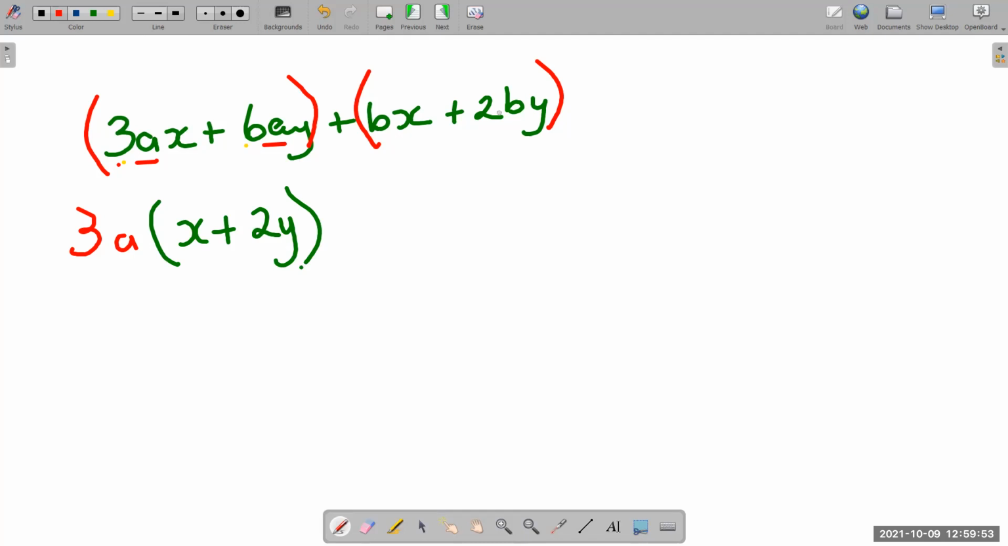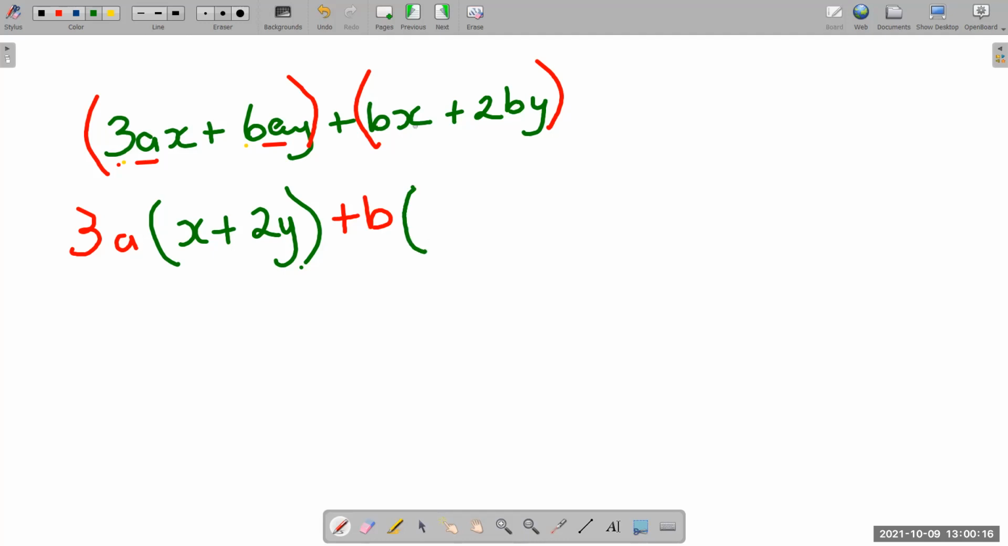Let's look at the next two terms. What is common here? Looking at the coefficients, one of them has 1 and one of them has 2, so they have nothing in common with the coefficient. So we move on to the variables. The variables here would be bx and by. What is common here? So b. And what type of b? Positive b.